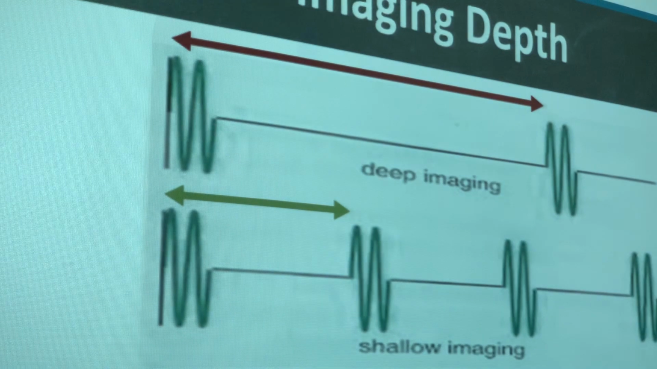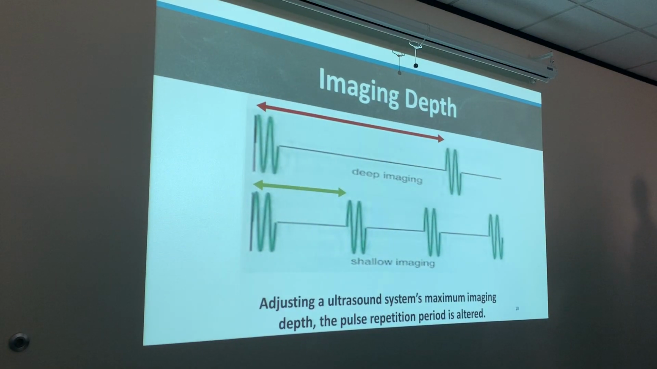All right. So you guys remember we were talking about PRP about 3 chapters ago, chapter 4, and we know how adjusting our imaging depth affects our PRP and our PRF. Imaging depth is what related to PRP?